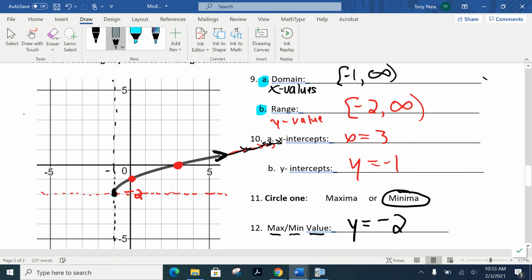-2. And we can just go back to our range. This is the smallest y value. That's why we start our range off at that. And the fact that our range goes to infinity, that's why we don't end up having a maximum, because we just get bigger and bigger and bigger and bigger.